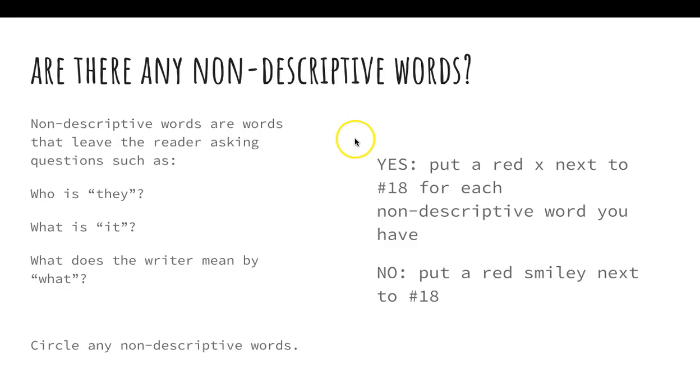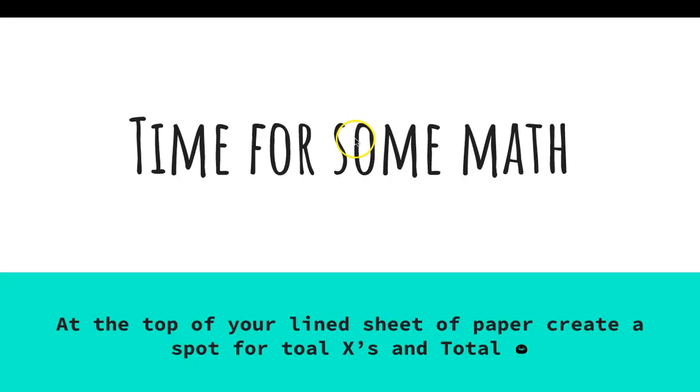Are there any non-descriptive words? Non-descriptive words are words that leave the reader asking questions such as, who is they? What is it? What does the writer mean by what? Circle any non-descriptive words, or note them in your essay. Put a red X next to number 18 for each non-descriptive word you have. Put a red smiley next to number 18 if you have no non-descriptive words. You will lose 1 point for every non-descriptive word you use.